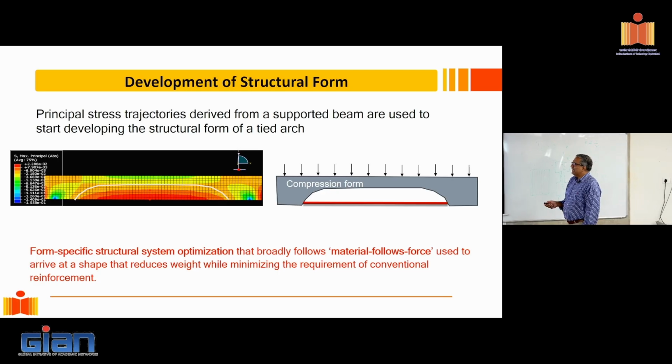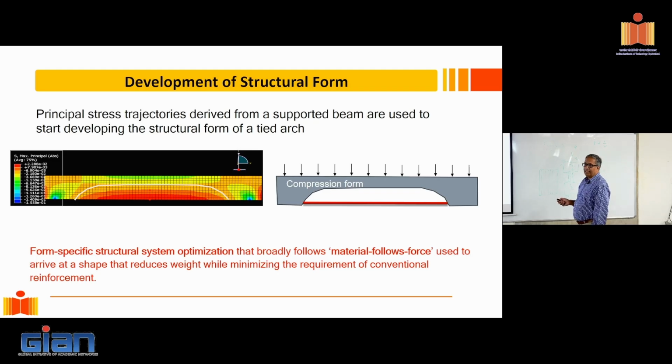So why do I need this? Concrete in tension is anyway useless. So suppose I take this tension part away, I end up with a shape like this. Have I lost anything? Nothing. Basically, I've removed this, which contributes to weight, right? And I'm putting a tension tie here. Don't forget the tension tie. So what do I get? I get a compression form where concrete is in compression, which is held together with this tension tie here. Right? Can we do any better?